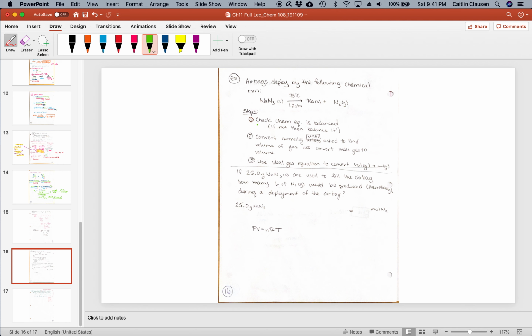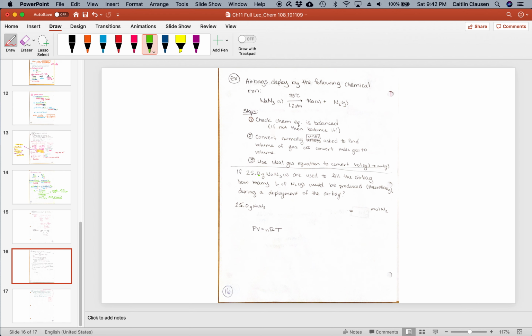Again, using the same steps. So I'm going to check if your chemical equation is balanced. If not, then balance it. You're going to convert normally. So here we have solids, so we're just going to go grams to moles, and then moles of reactant to moles of product. And you convert like that normally, quote unquote, until you get to the volume of a gas, or you have to convert from moles of a gas to volume. And then you're going to use the ideal gas law to do those conversions.